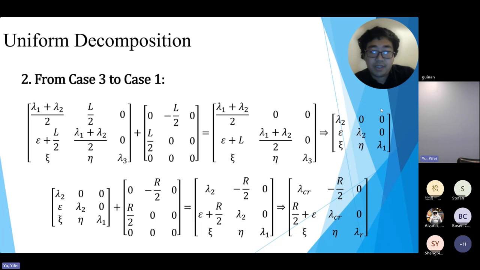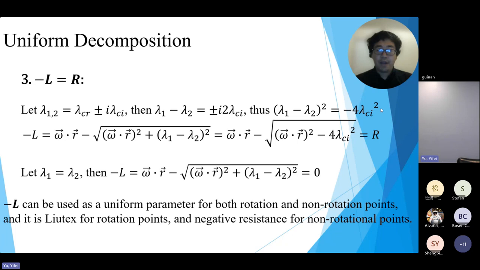Another reason why we refer to this decomposition as uniform decomposition is because the negative resistance has the same formula as Liutex. If we plug in lambda 1, lambda 2 as the two complex conjugate eigenvalues, lambda CR plus or minus i lambda CI, then lambda 1 minus lambda 2 squared will be negative 4 lambda CI squared. And the formula for negative L will become omega dot R minus the square root of omega dot R squared minus 4 lambda CI squared, which is exactly the same as the Liutex magnitude.